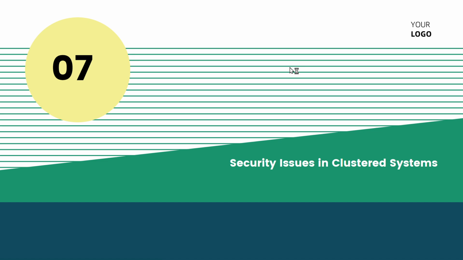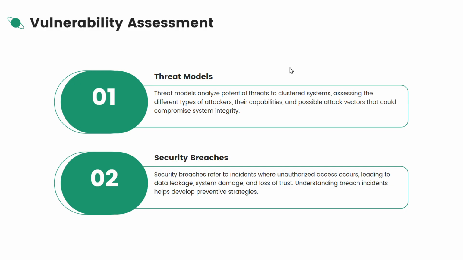Security issues in clustered systems. Vulnerability assessment. Threat models analyze potential threats to clustered systems, assessing the different types of attackers, their capabilities, and possible attack vectors that could compromise system integrity. Security breaches refer to incidents where unauthorized access occurs, leading to data leakage, system damage, and loss of trust. Understanding breach incidents helps develop preventive strategies.